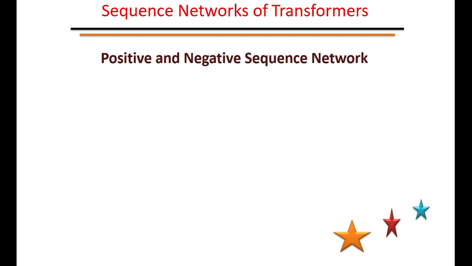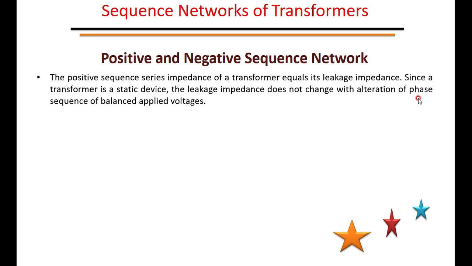First, we look into the positive and negative sequence networks of the transformer. As I told you, the positive and negative sequence networks of the transformer are represented by its positive and negative sequence reactances, and there is no voltage source in the positive sequence of the transformer, because it is a passive device. Therefore, the positive sequence series impedance of the transformer is equal to the leakage impedance, since the transformer is a static device. The leakage reactance does not change with the alteration of the phase sequence of the balanced applied voltage.